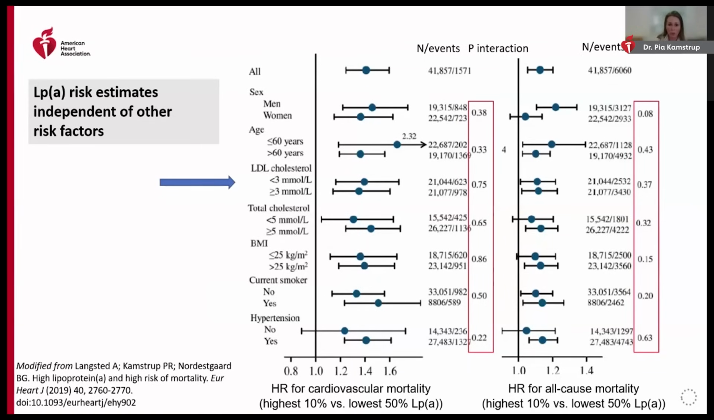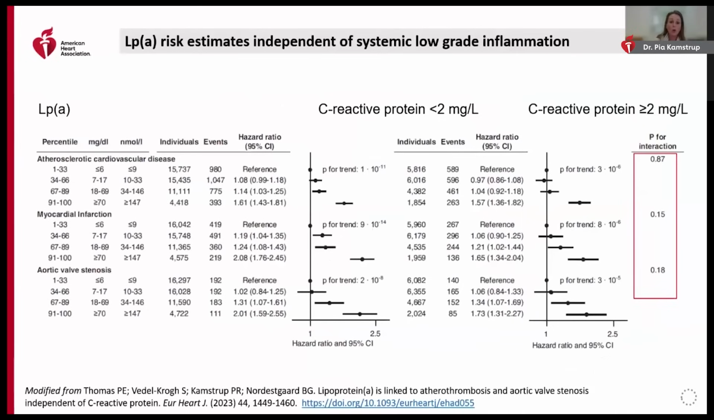any conventional risk factor. Further, at least in a general population setting, risk estimates for high Lp(a) appear independent of the presence of systemic low-grade inflammation as marked by elevated C-reactive protein levels, with similar risk estimates for ASCVD, MI, and calcific aortic valve stenosis in individuals with low or elevated C-reactive protein levels, as shown here.